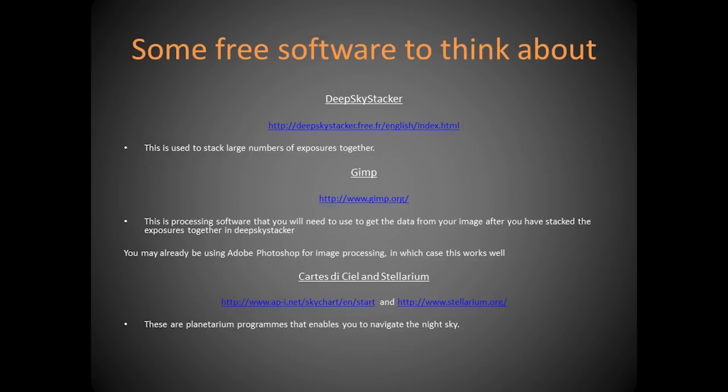GIMP, again, the email address is there, and that's a free processing software that you can use. It may well be that you already have Photoshop or Lightroom or something like that, in which case that's all well and good, and I use Photoshop for most of my processing. But if you don't, Photoshop can be expensive, and GIMP is free software that you can download. There's also Cartes du Ciel and Stellarium, again free to download, and they're planetarium software programs. So you can have a look up, you can set the day, the time of your night sky, and you can have a look and see what sort of thing you might be able to see.